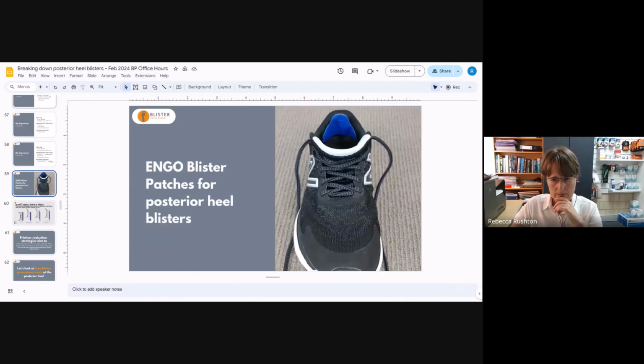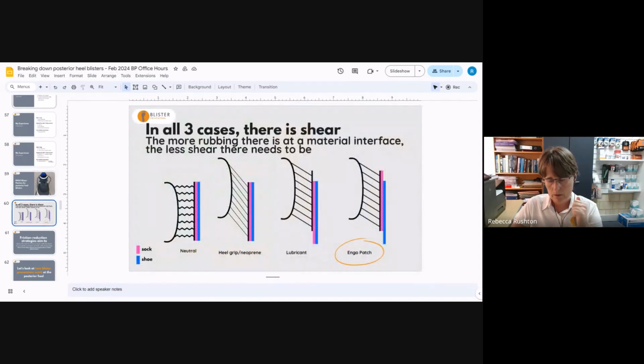So that was my confusion and started my whole understanding of blisters. This is my current walking shoes with the Engo heel patch attached. It's a polytetrafluoroethylene material, so it's very low friction, so my sock can glide up and down on the Engo patch very easily, and that reduces the magnitude of shear deformation at both heel lift and heel strike.